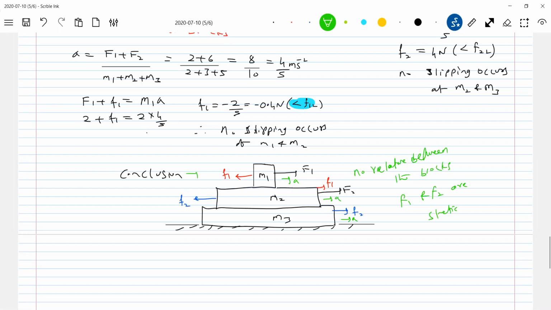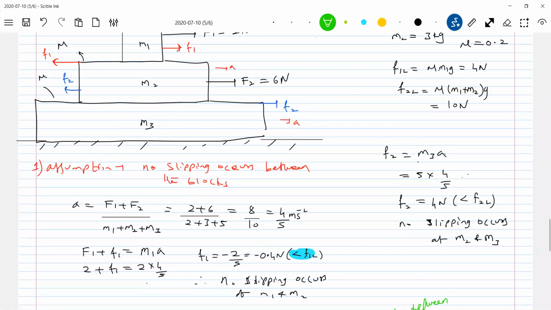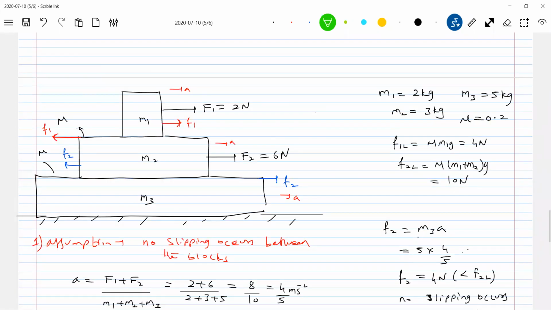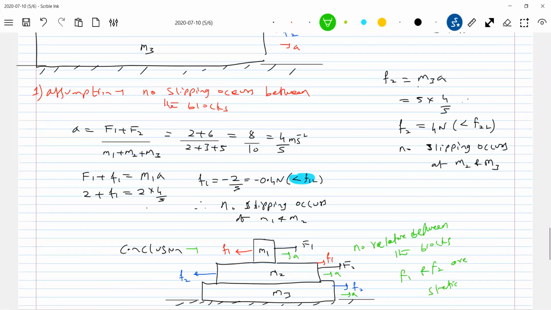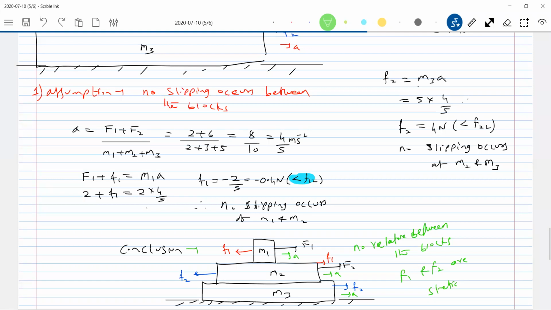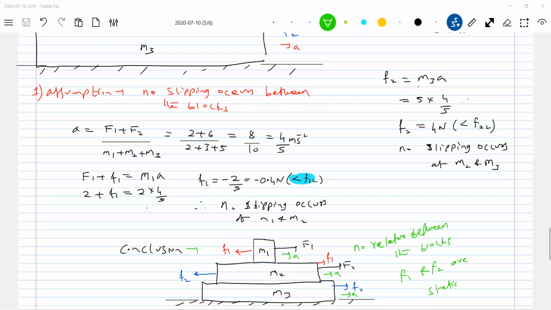Okay, got the idea? So now you do one thing, change F1 to 4 Newton. Or F1, 2 Newton, let it be. F2 you make it 12 Newton. Verify as you increase the values, you check it. Okay, and I'll go for the next set of problems.